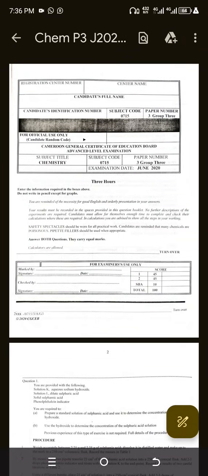All right. Here we have June 2020 chemistry paper 3. This is group 3. So we are going to analyze the paper together just for titration.